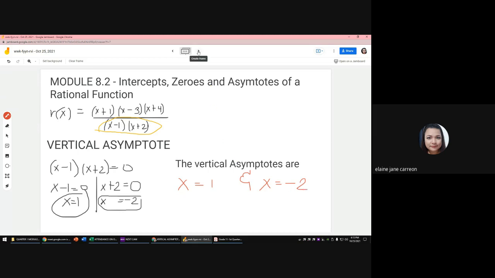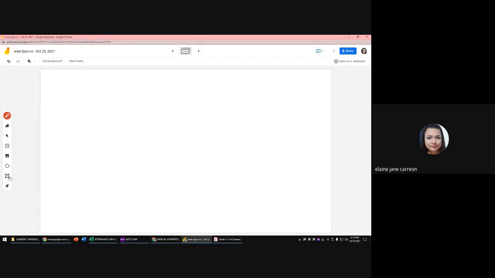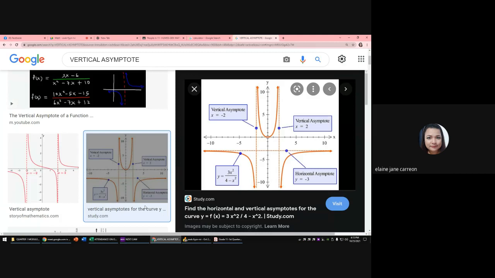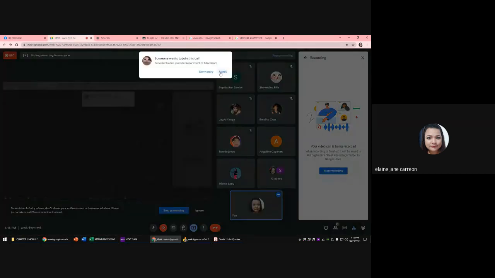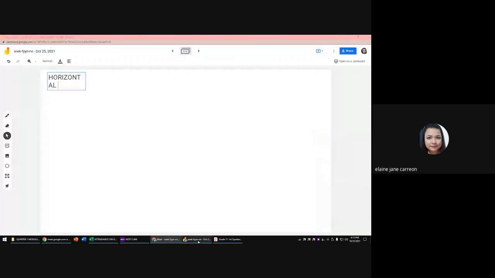Next, for our horizontal asymptote, same given pa rin ha. Horizontal, sino tong humabol? Bendy Carlos. Okay?